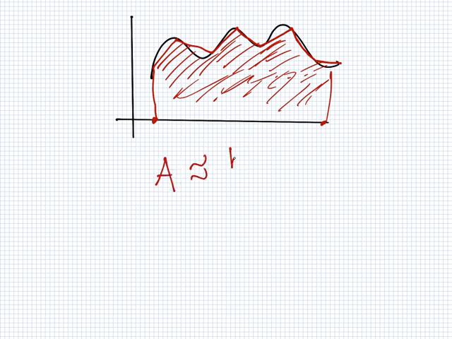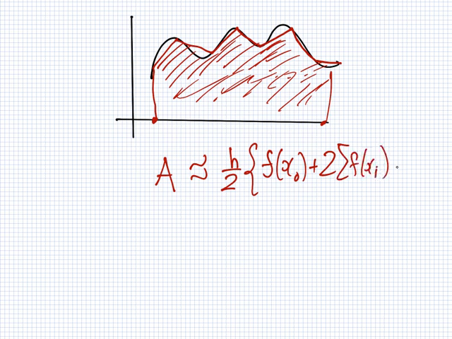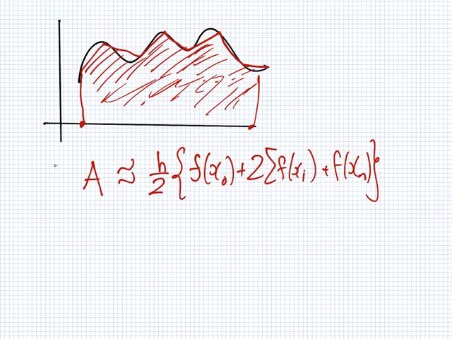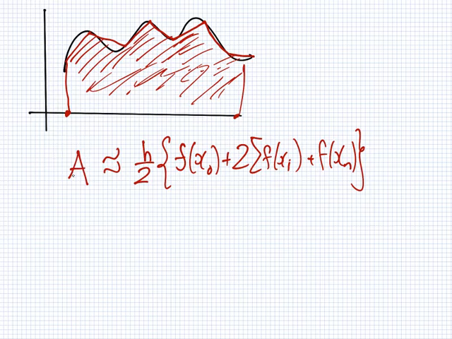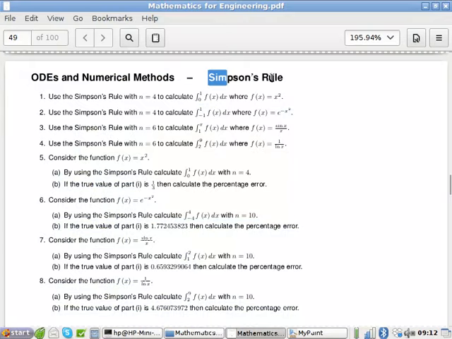Do you remember the formula? It was h over 2. You remember this? f of x1, f of the first one, plus twice the sum of the middle ones, plus the last one, like this. Now, we have another formula which we're going to do today called Simpson's rule. So if you want to just write that down.